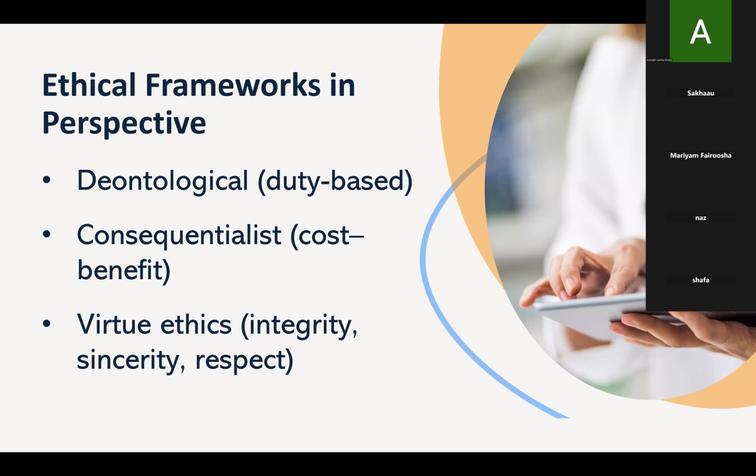In terms of the ethical frameworks that we follow, this is actually on top of the principles. One is deontological frameworks. Deontological frameworks are focused on duty. So in the case of deontological frameworks, the frameworks are built on that: you have to do the right thing. Every action that you do has to be the right thing.